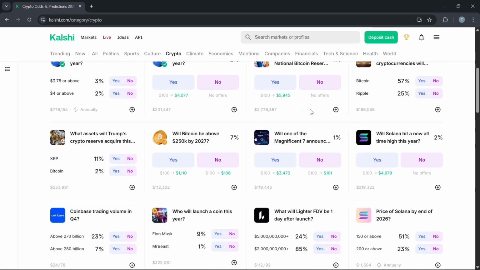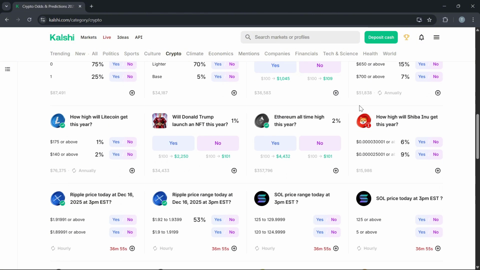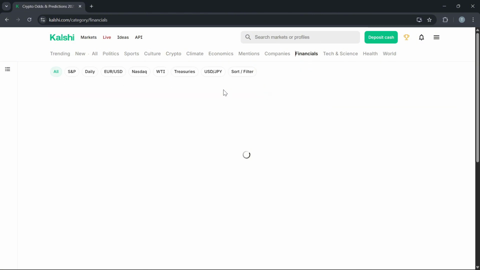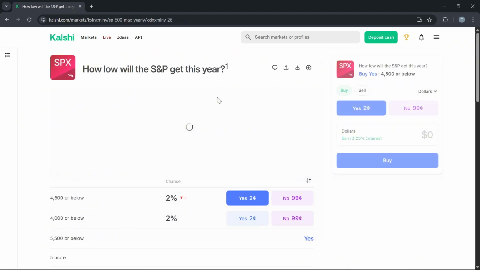Step 5. Place a trade. Click on a market you're interested in. Choose yes or no. Select how many contracts you want, then confirm your trade. Each contract is worth $1 if it resolves correctly.